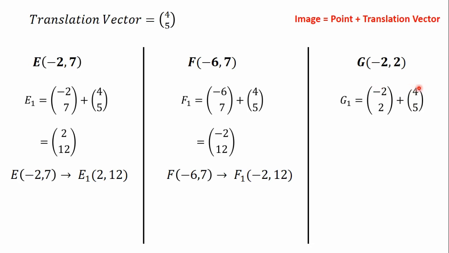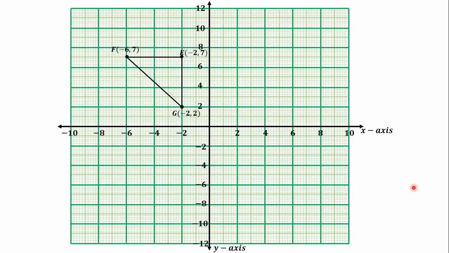Minus 2 plus 4 will give us 2. 2 plus 5 will give us 7. So point G with coordinates minus 2, 2 will give us G1, which is the image of G, and G1 has the coordinates 2, 7. So we now have the coordinates of E1, F1, G1. So we can draw triangle E1, F1, G1.